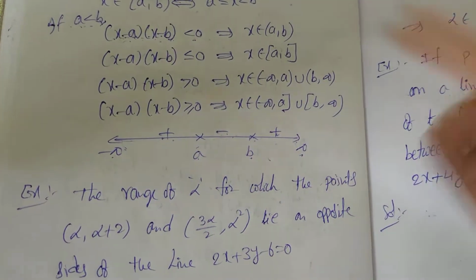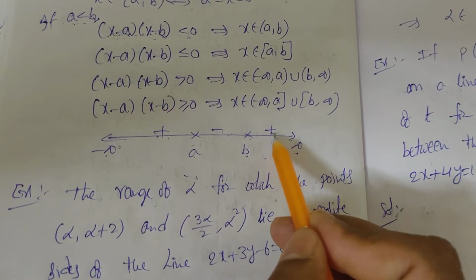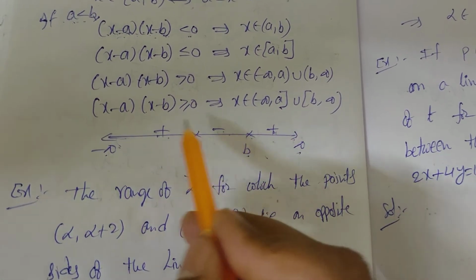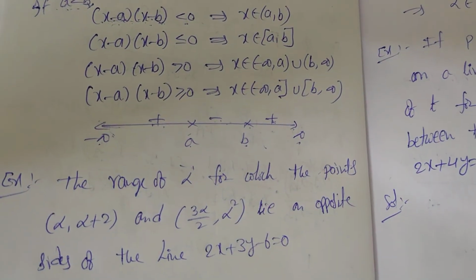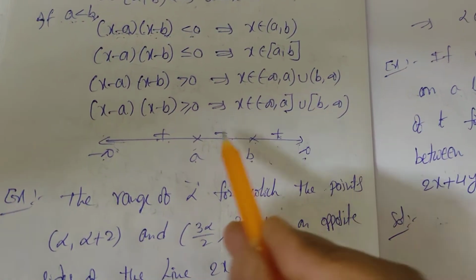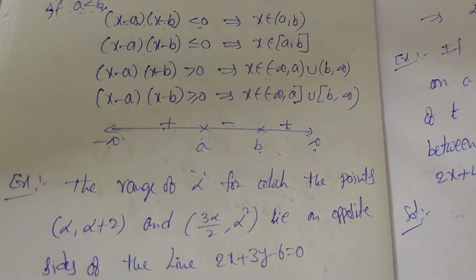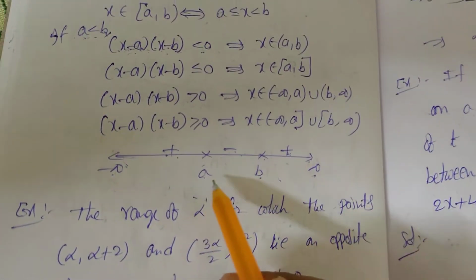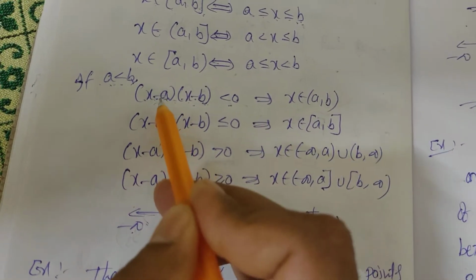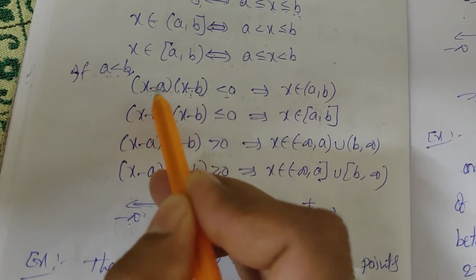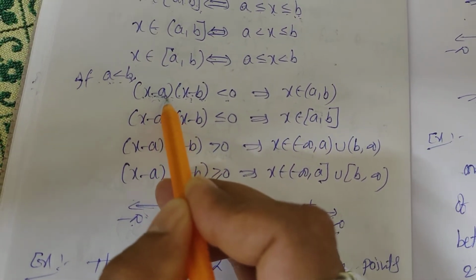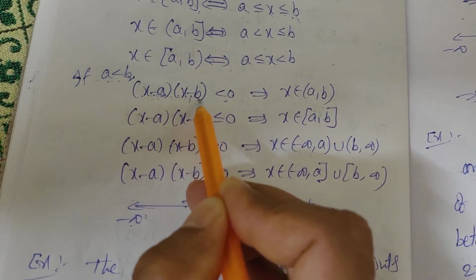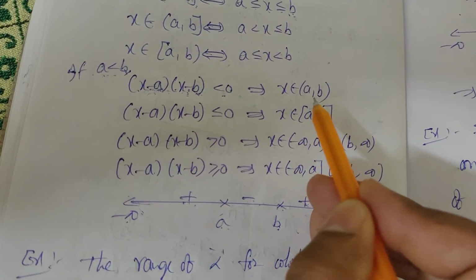If we have three factors, same procedure, we get one more interval, plus minus plus minus, like that you have to write. If we have four factors, same, plus minus like that. After writing, a, b means the factors should be in this form only, x minus a, and after the minus we consider that number. So x belongs to (a, b).